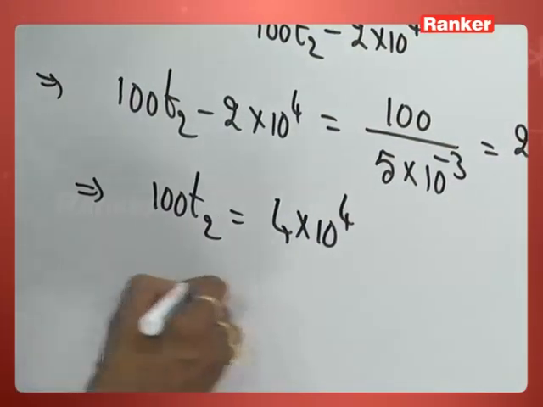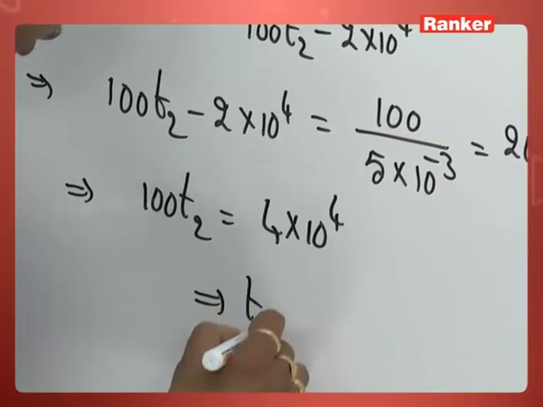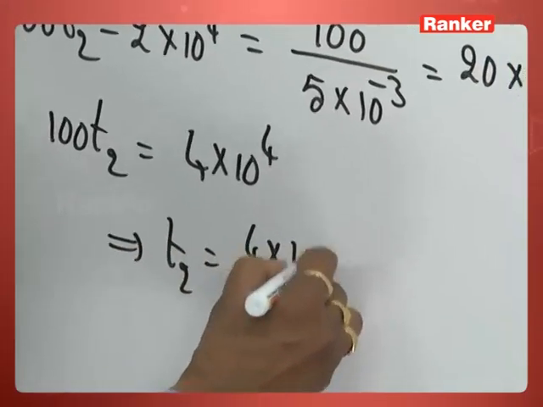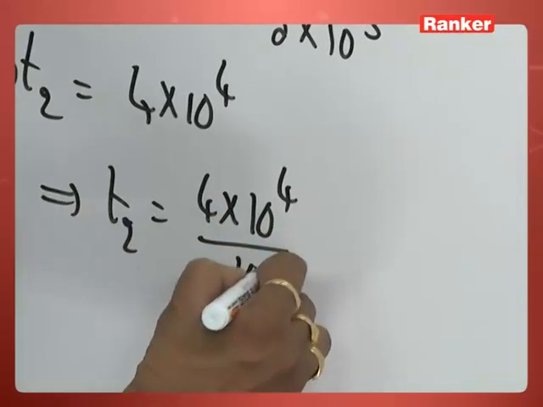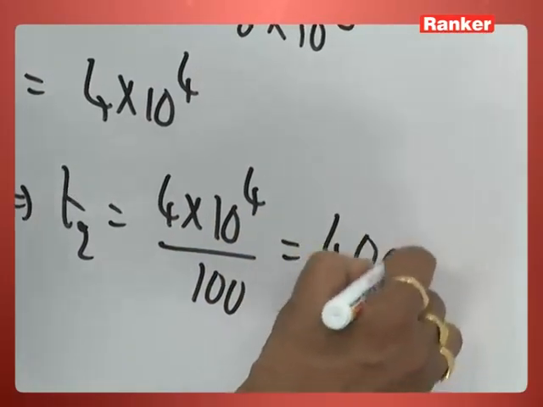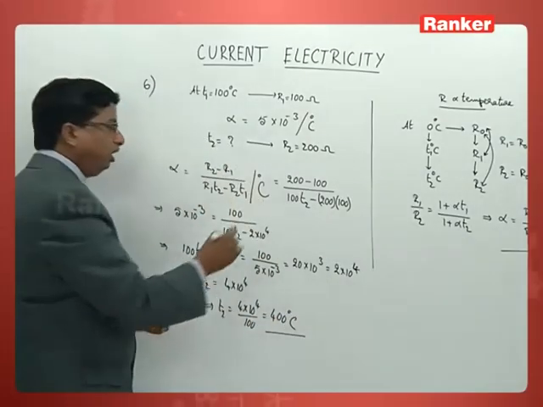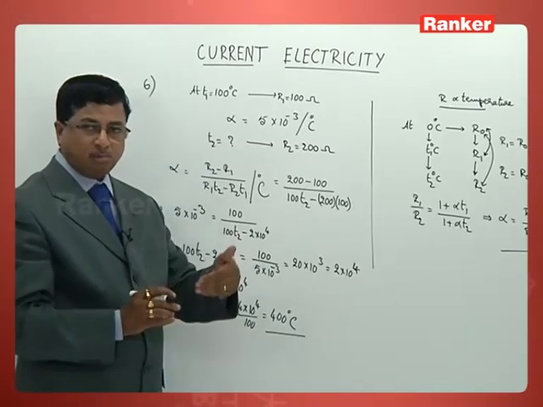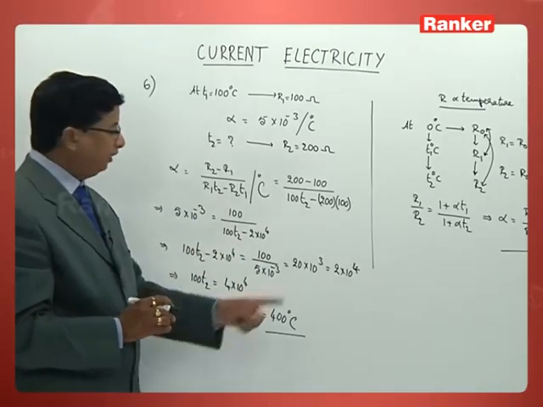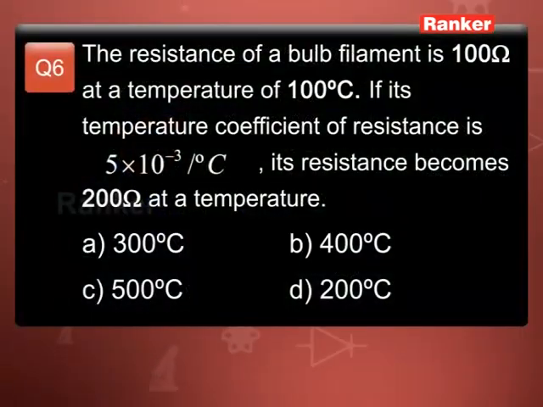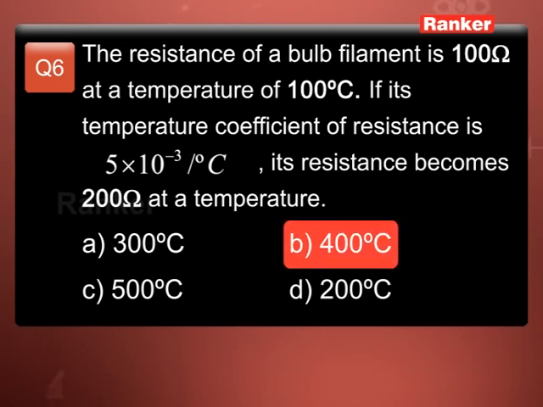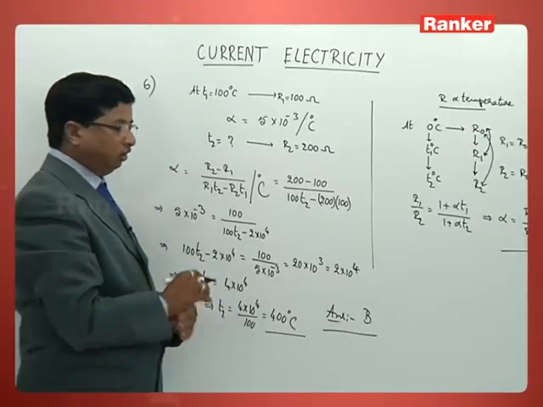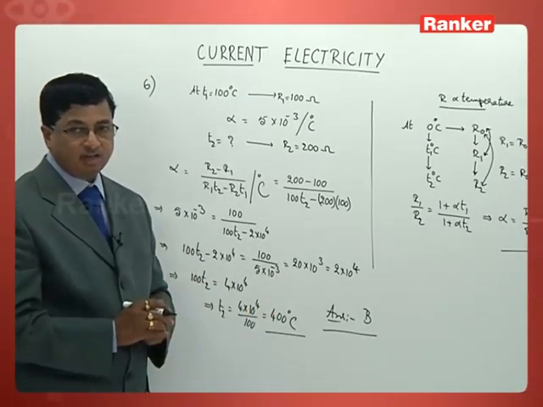So what next? Therefore, T2 is equal to 4 into 10 power 4 by 100, which now becomes 400 degrees centigrade. So out of all the 4 options, I have already mentioned in the beginning itself, the second option is correct, which is 400 degrees centigrade. So you can say the correct answer is the second option B. You should understand it's 400 degrees centigrade.